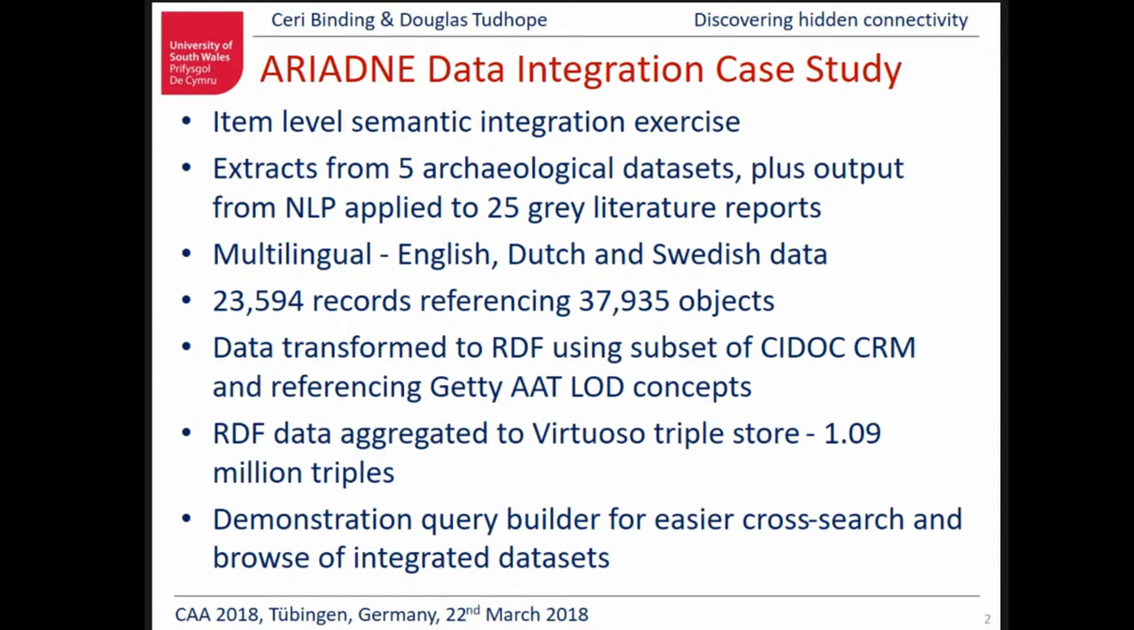We transformed all the data to RDF using the CIDOC CRM model, and we referenced the AAT, the Getty Art and Architecture Thesaurus, in terms of subject metadata concepts. And then the RDF was aggregated to a Virtuoso triple store, creating a million triples for what that's worth. Then we created a little demonstration query builder over the top to make it easier to create queries, to cross-search all of this data, including the multilingual data, and to browse the integrated data sets.